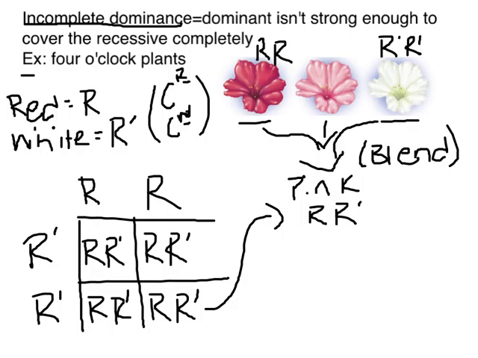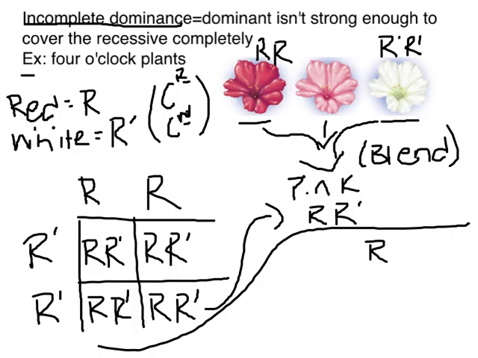You can do other things. You can cross, for example, a pink and a red. So if you wanted to take a pink plant and a red plant, let's do that cross right here in the corner. You could take an R prime, right? There's the pink. Here's the red on the side, RR.